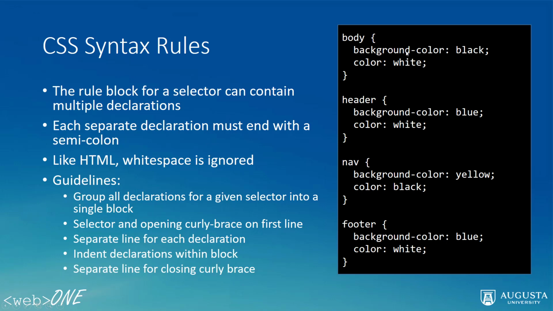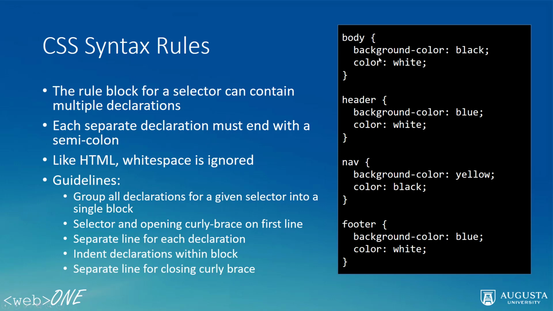In the first declaration, we say that the background color should be black for the selector, and the color, which actually is used for text color, should be white. Note that between the property name and the value, we put a colon, not an equal sign. And at the end of each declaration, we need to add a semicolon. As in HTML, in CSS, extra white spaces are ignored.